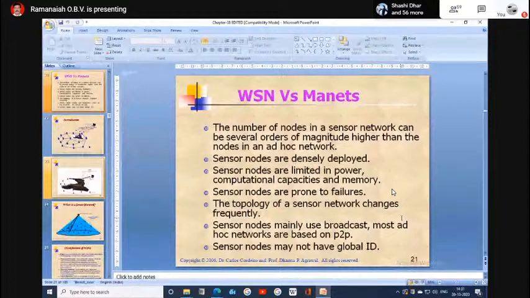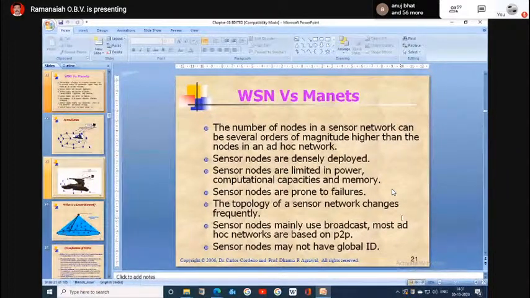But what about mobile hosts? It is not so. There can be failures. Suppose it is dropped, it may fall to the floor and get damaged. But such probability is less compared to WSN.